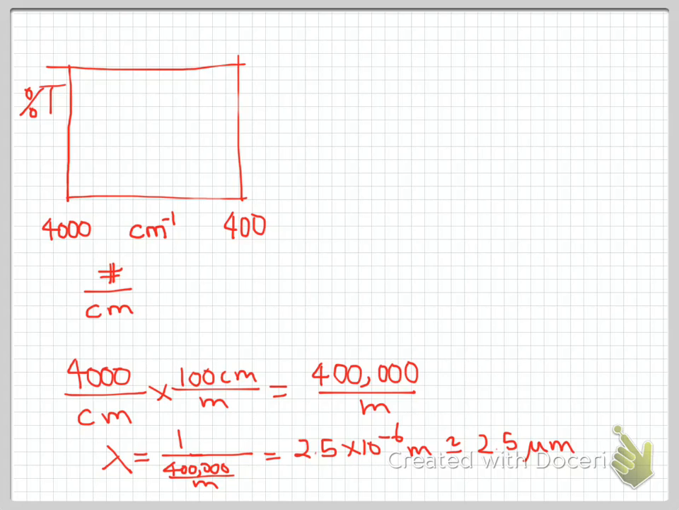What is this 100 centimeters over meter? Oh yeah, it's just a conversion, 100 centimeters per meter. Okay, so this is 2.5 microns. These are actually longer because think about this. 400 wave numbers means there's 400 waves per centimeter. So there's actually longer waves than 4,000. 4,000 is 10 times shorter than 400. Okay, now let's talk about this spectrum, 4,000 to 400.